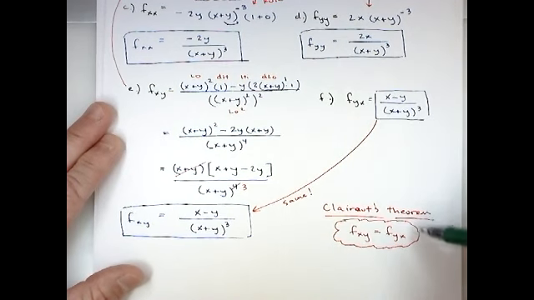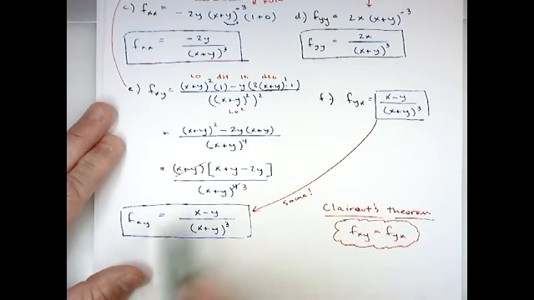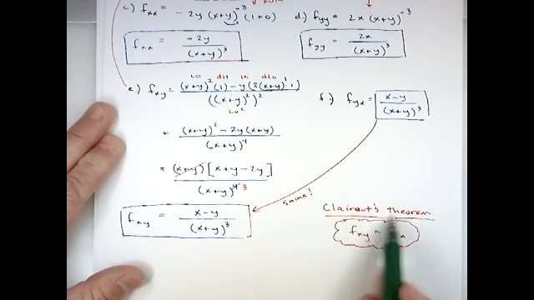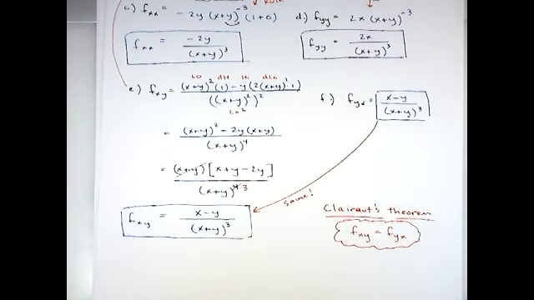The theorem, by the way, that tells you that again, under most circumstances, these two will be the same is called Clairaut's theorem. F sub xy will equal f sub yx. I haven't seen one yet in 17C where they don't equal each other. So, okay.